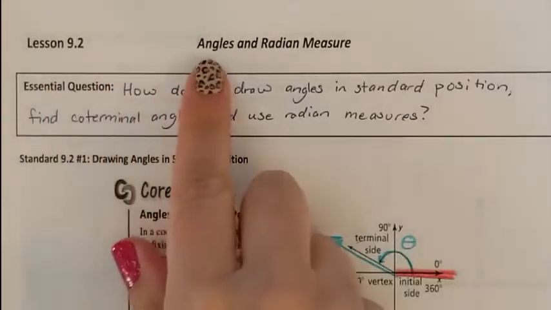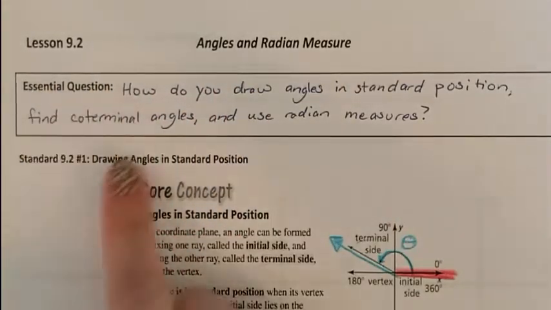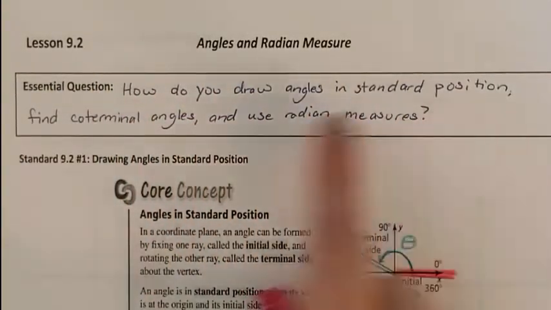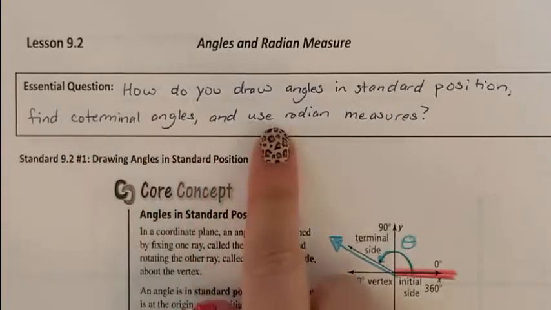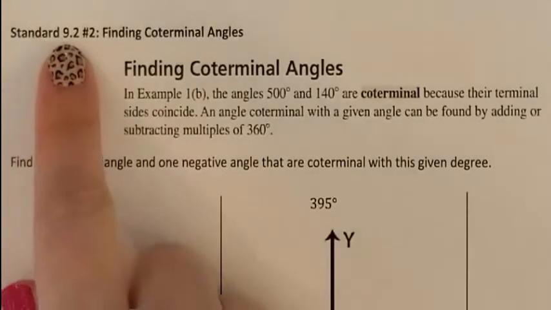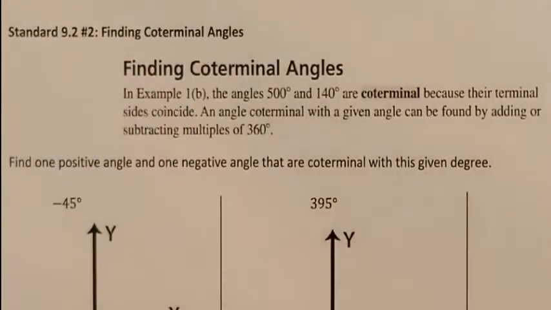Lesson 9.2, Angles in Radian Measure. Our essential question: how do you draw angles in standard position? Find coterminal angles and use radian measures. Standard 9.2, number 2, finding coterminal angles.